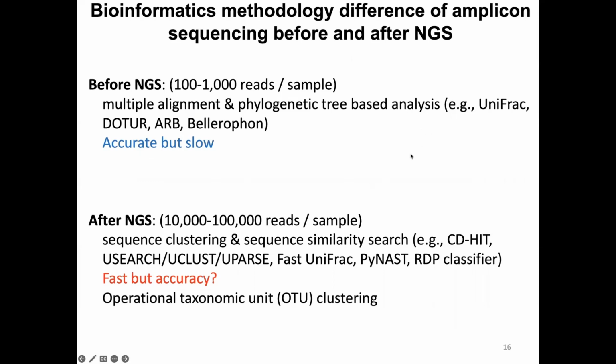After NGS, because the number of reads per sample becomes huge, sequence clustering with a threshold like 97% identity, by conducting pairwise sequence comparison, became a major analysis strategy. And we call that strategy OTU clustering.